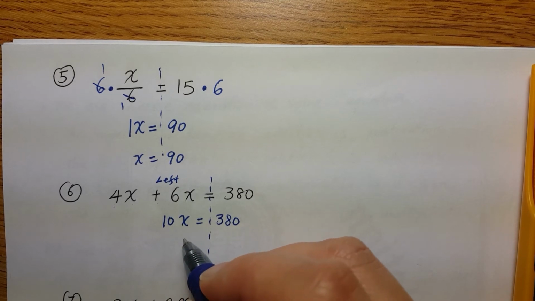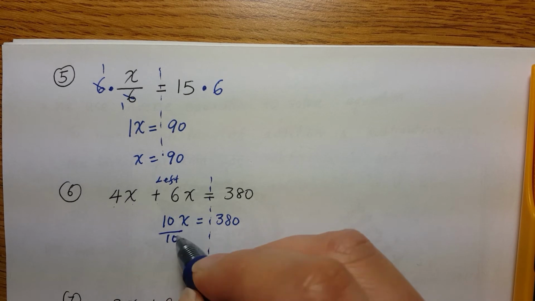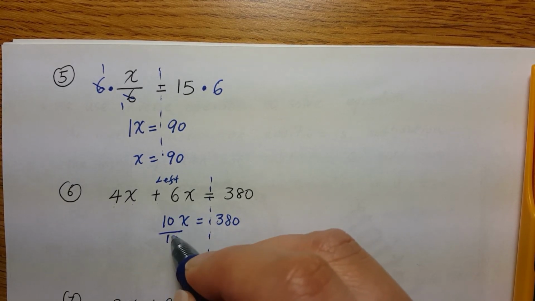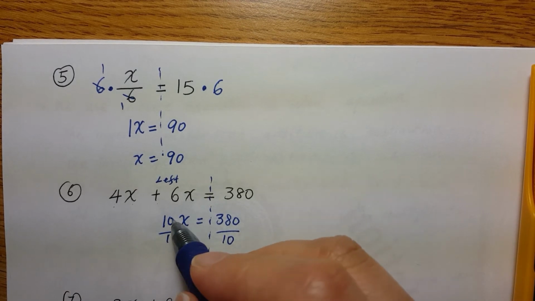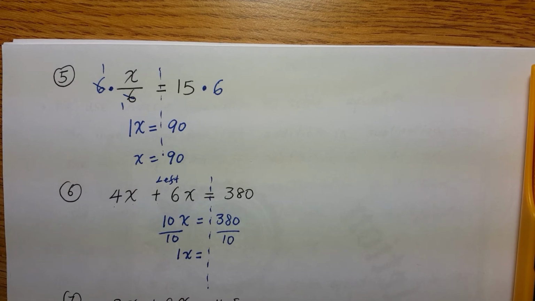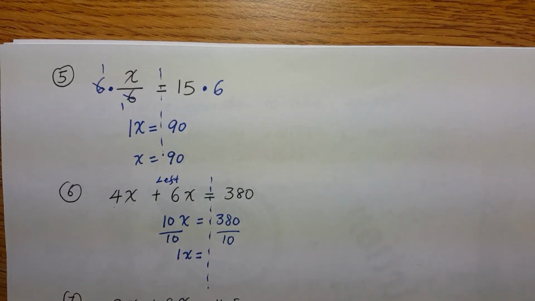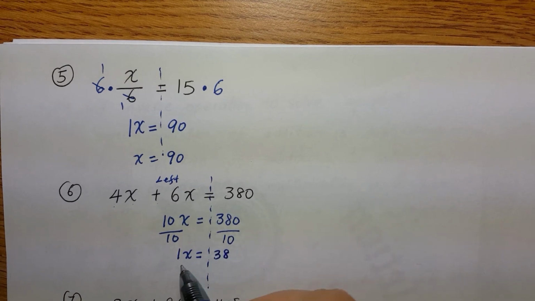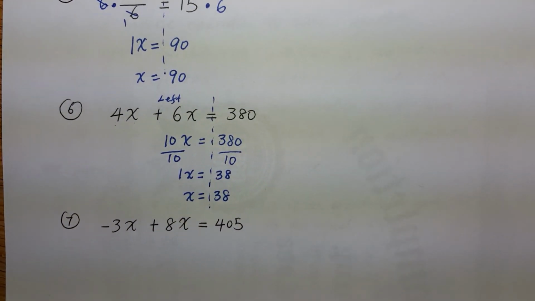10x means multiplication, so the inverse will be division. So we divide by 10. 10x divided by 10 had to be the same number. So we divide by 10 to the right side to balance. 10 divided by 10 is 1. So we get 1x equal 380 divided by 10 is 38. So therefore, we have 1x equal 38. 1x means x, so x equal 38. Now we finished question number 6.